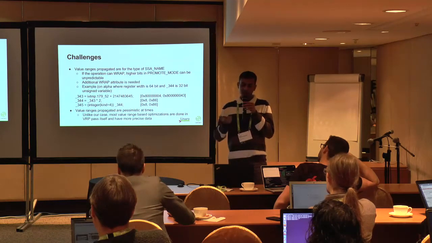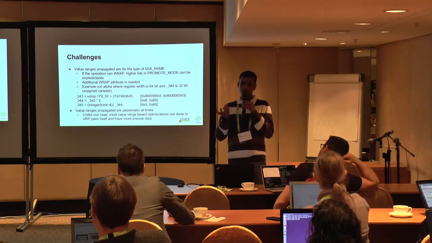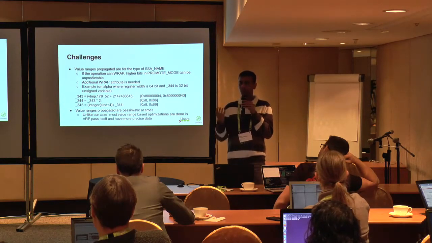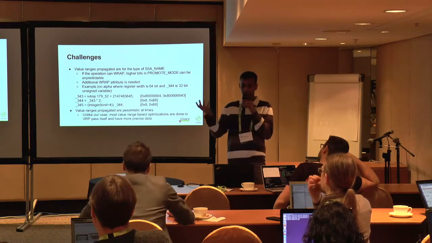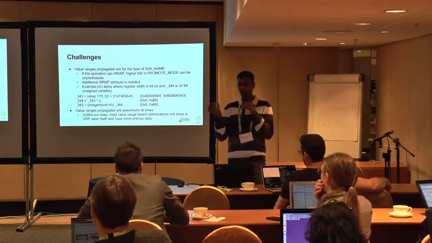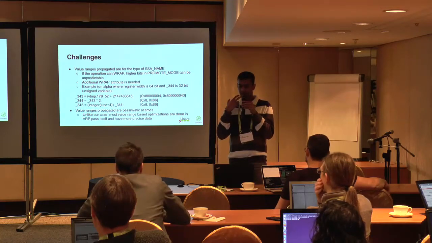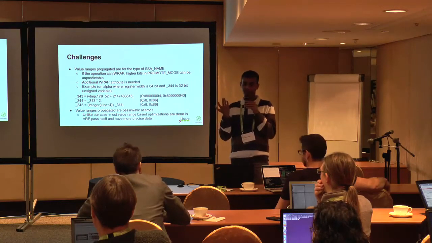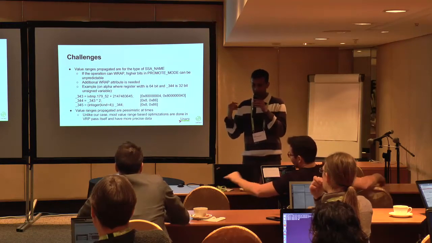So because of that, we also had to gather this wrap information during the value range propagation pass, and propagate this information to SSA, and use it while we are expanding. So when there is a wrap attribute, we can't do this optimization.